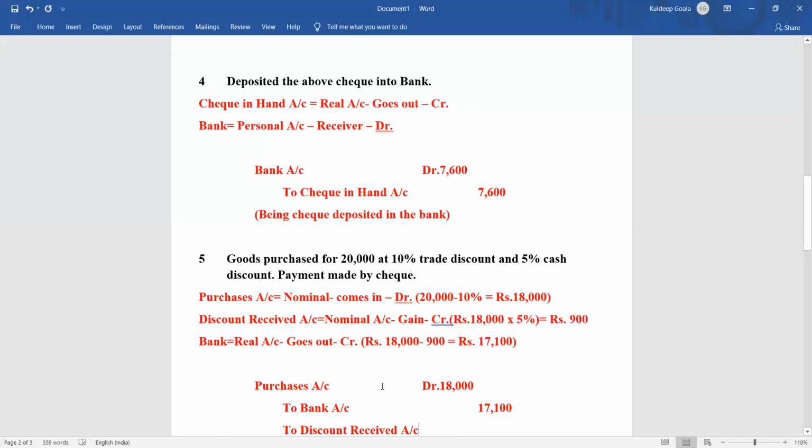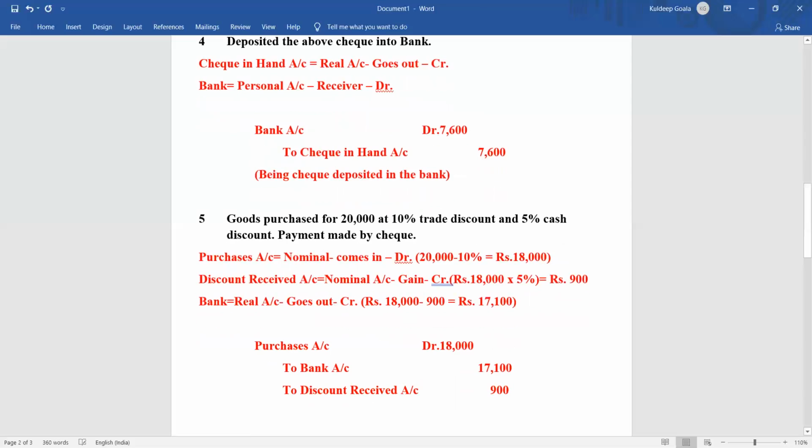So what will be the discount received? We can see that it is 900 rupees. Clear? So ultimately now the narration. What will be the narration?